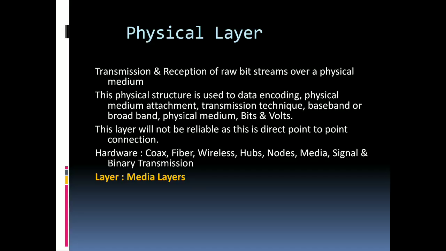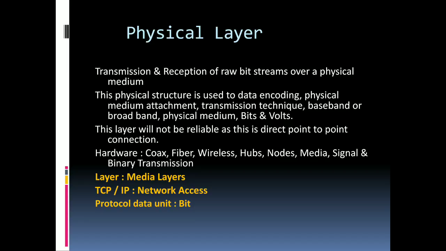In the OSI layer we have just two classifications: one is the media layer, another is the host layer. The first 3 layers come under the media layers, so the physical layer is also a media layer. It is a network access layer, and the protocol data unit is the bit. That means it takes input as a bit stream, raw bits. This is the basic knowledge you can gain.